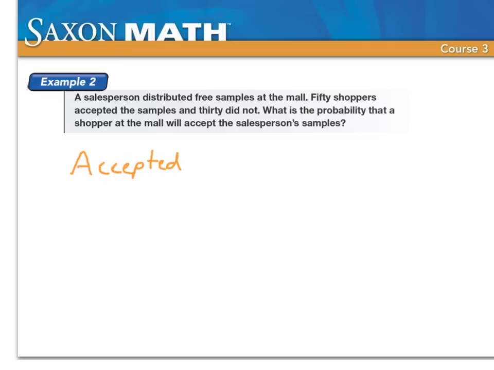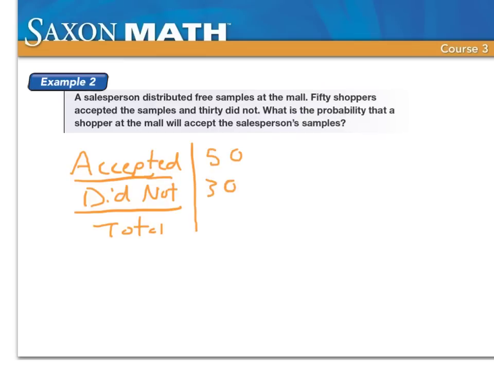Okay, some that did not. And of course, whenever we talk probability, we need the total number. Well, it says 50 shoppers accepted, 30 did not, so that means the total shoppers has to be 80. And that's important because when we're talking about probability, it gets out of the total.